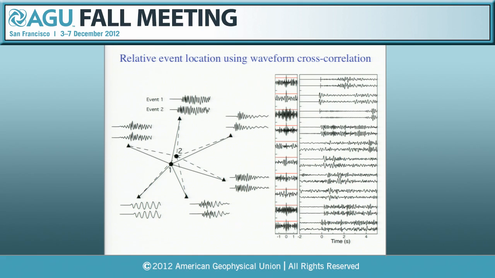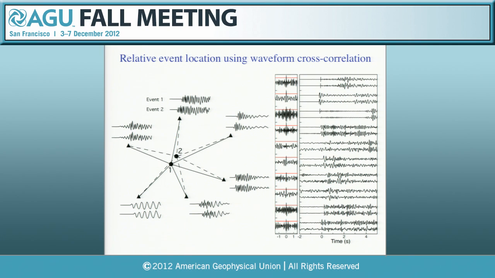You can apply those methods just to the phase picks alone. But if you combine that with the precision that you get from waveform cross-correlation, which has already been mentioned a number of times, you get a much further improvement in the relative location accuracy.